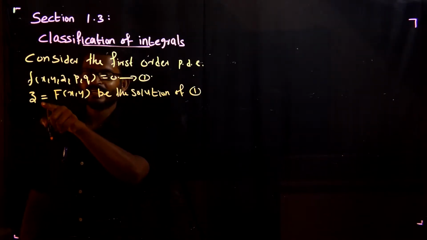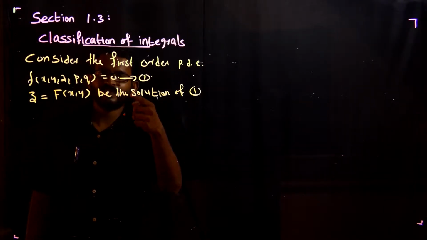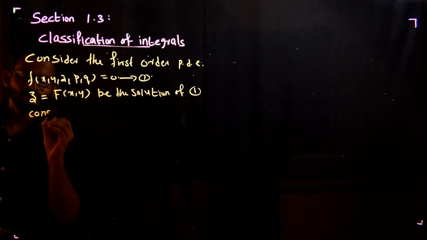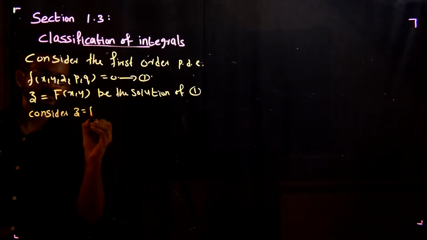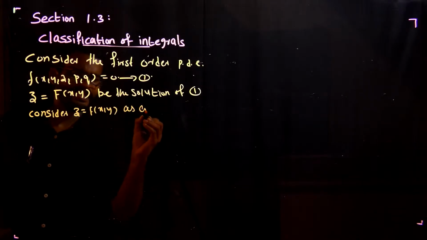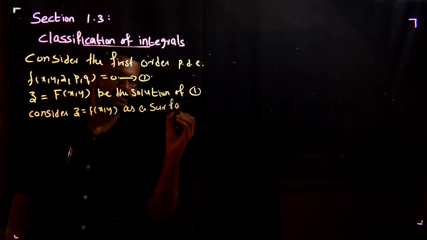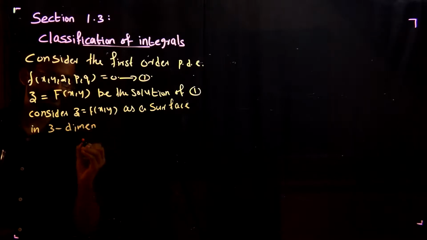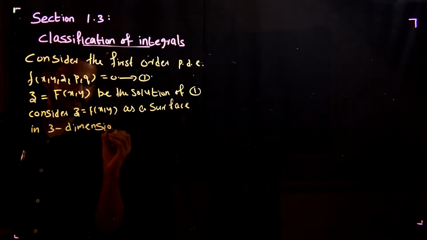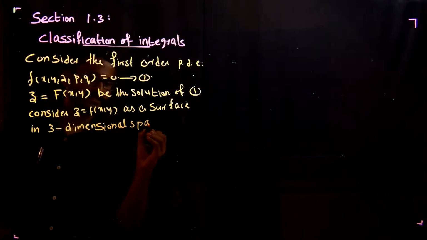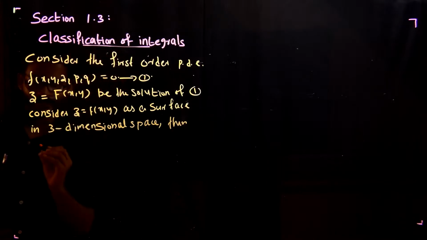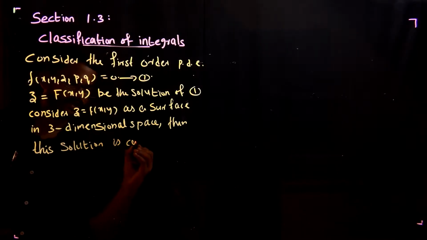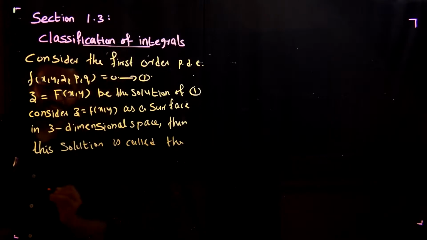And if we consider this z equal to F of x, y as a surface in 3-dimensional space, then this solution is called the integral surface.